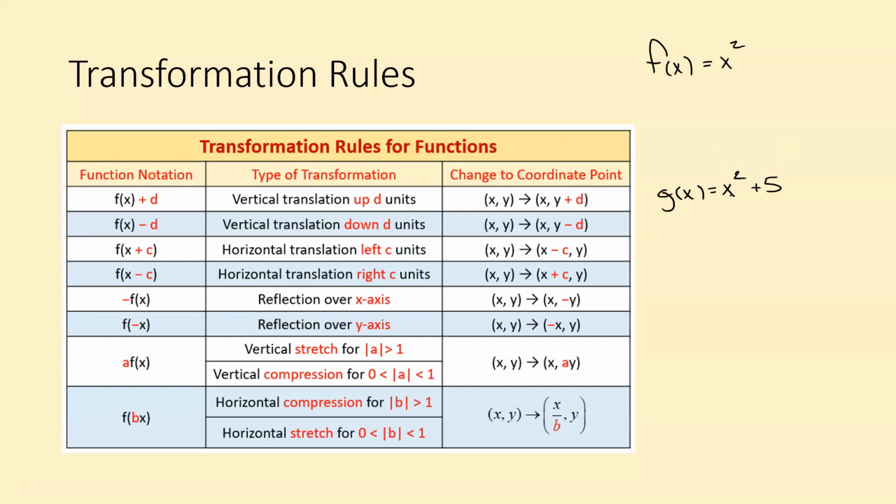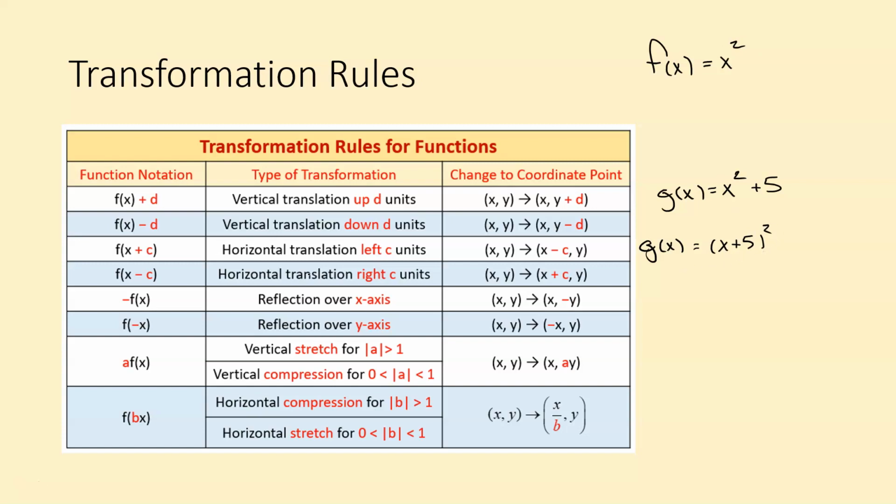That's the parent function, x squared. And I'm adding 5 to that outside, compared to this example down here. Let's say g of x equals (x plus 5) squared. That is inside the function because the parent function is squared. So now I'm adding 5 inside of the square.